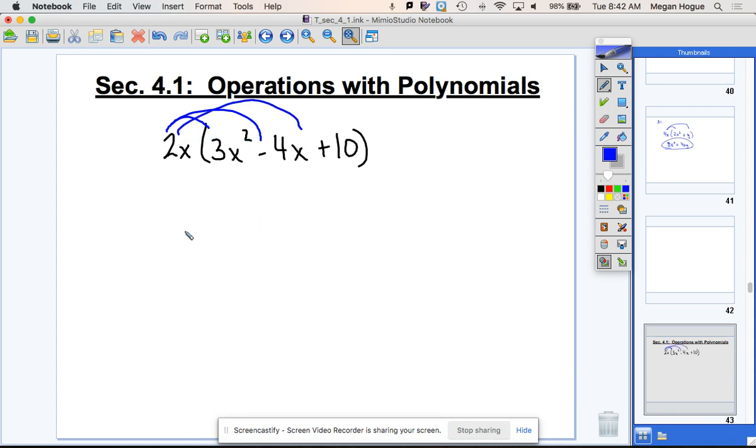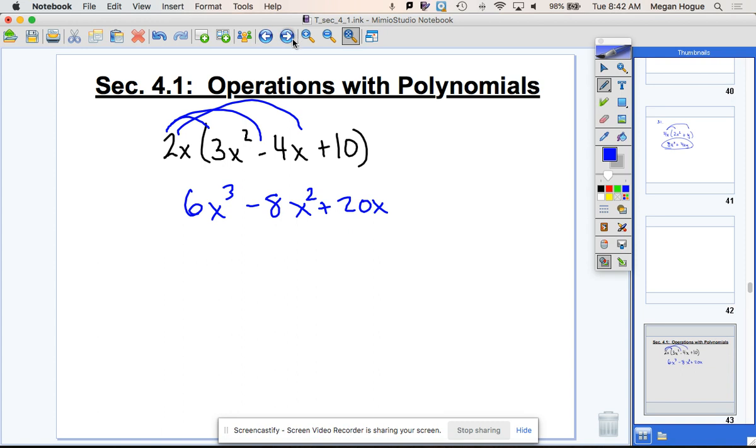All right, Emery, when you distributed, what'd you get? 6x cubed minus 8x squared plus 20x. Good. So he's multiplying the coefficients and adding the exponents like we talked about in that last one. Whoops, I forgot my squared. And then you want to double check, make sure this is in standard form. It is: x cubed, x squared, x. So it's in descending order from the biggest exponent down to the smallest.